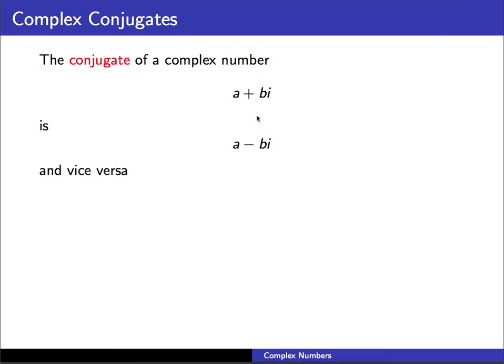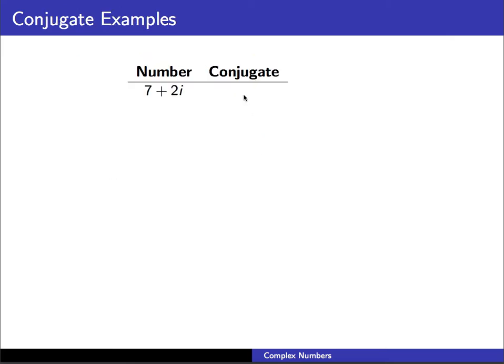So 5 plus 2i becomes 5 minus 2i. -7 minus 3i becomes -7 plus 3i. Positive 7 plus 2i becomes 7 minus 2i. So again, switch the plus to a minus. -3 plus i becomes -3 minus i. Notice the real number, the 7 and -3 in this case, we don't change anything about them, just the imaginary one. 5 minus 4i becomes 5 plus 4i.